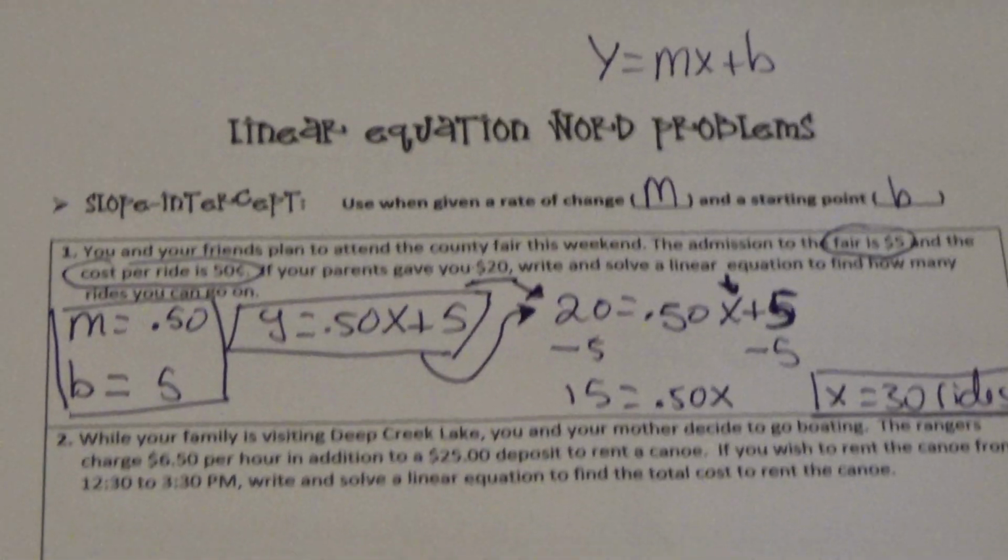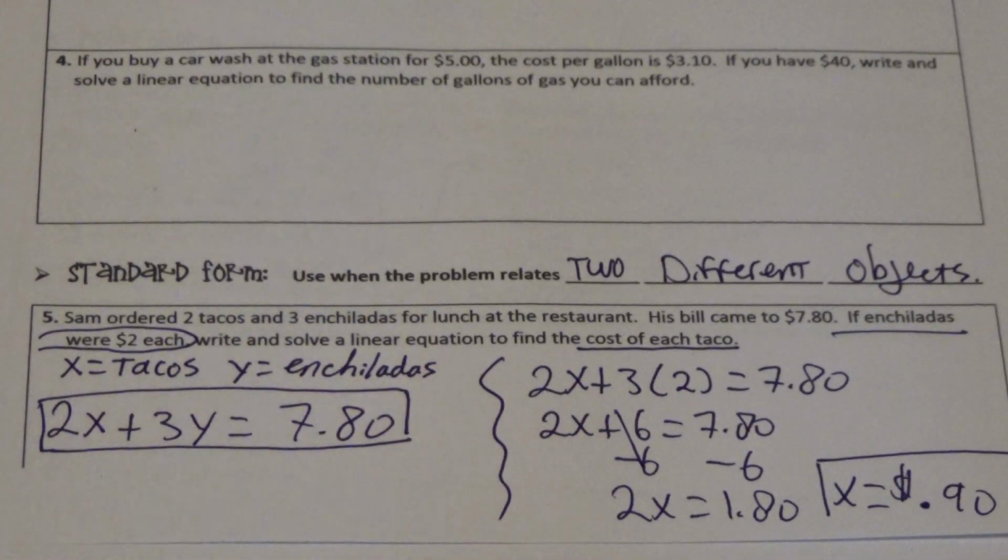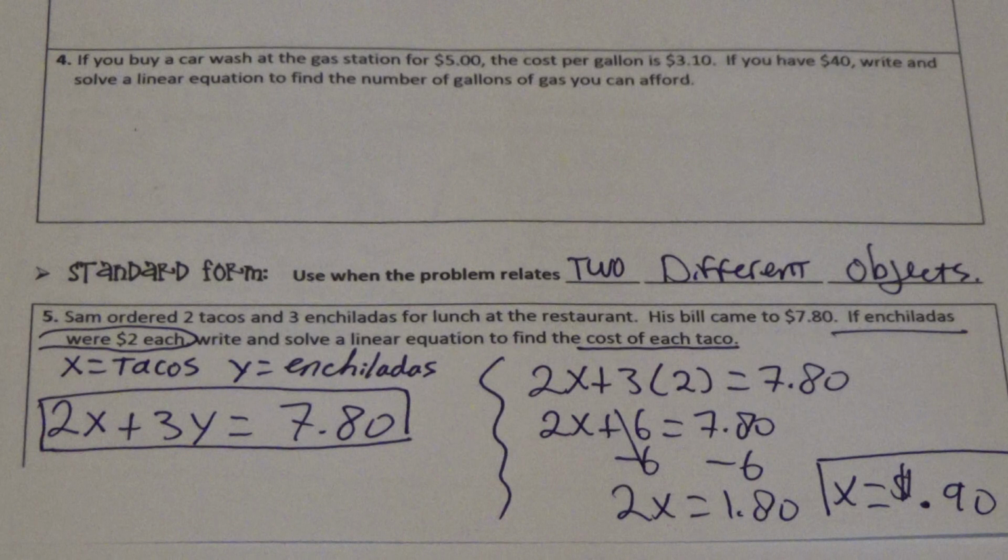The second one, if you go all the way down, is standard form. This is when you get two different objects. For example, number 5, again, you got to read. Sam ordered 2 tacos and 3 enchiladas for lunch at the restaurant. His bill came to $7.80. If enchiladas were $2 each, write and solve a linear equation to find the cost of each taco.